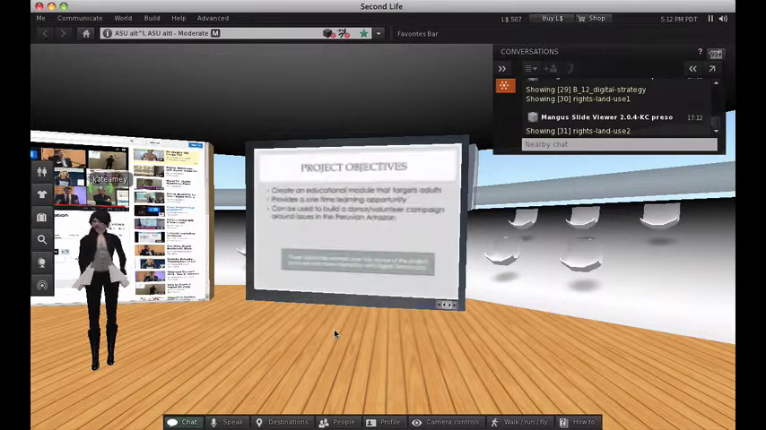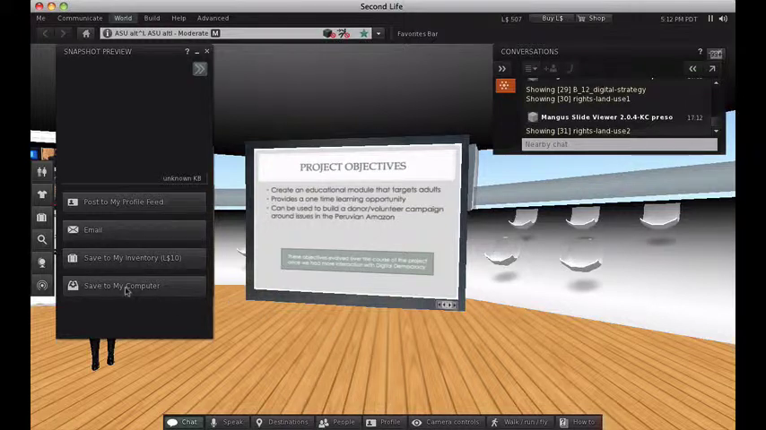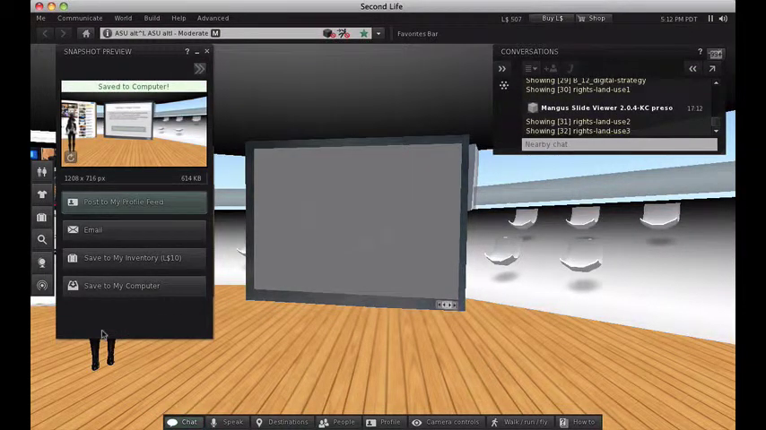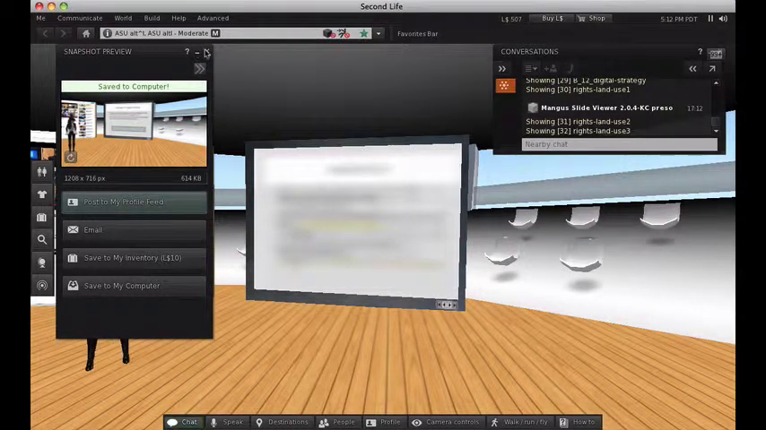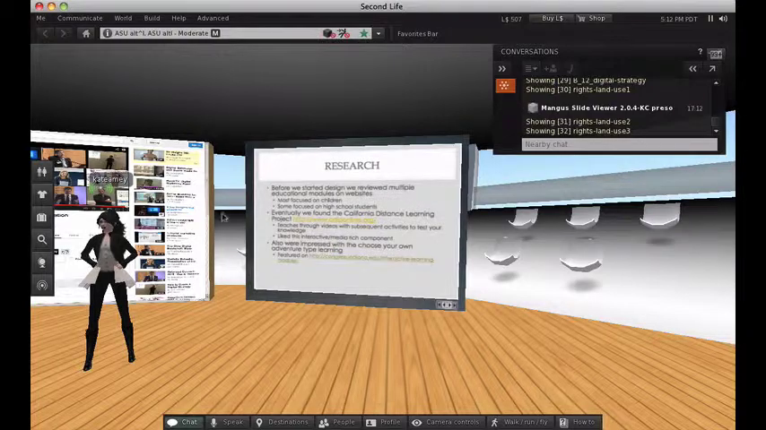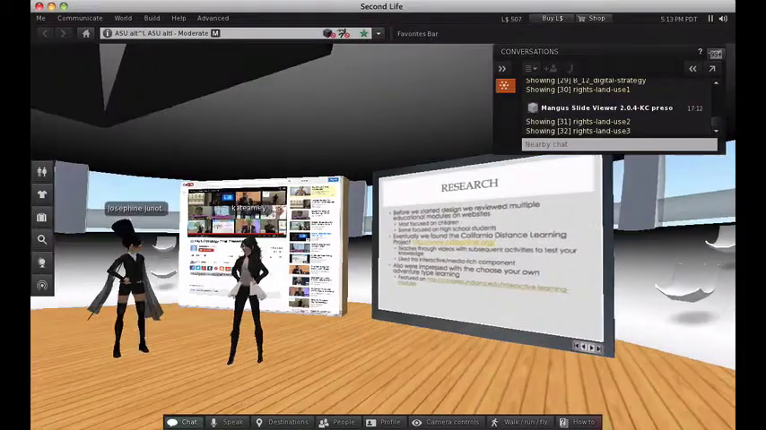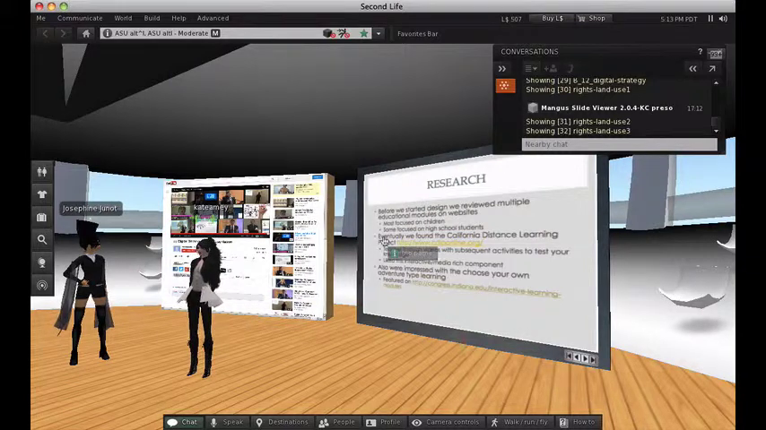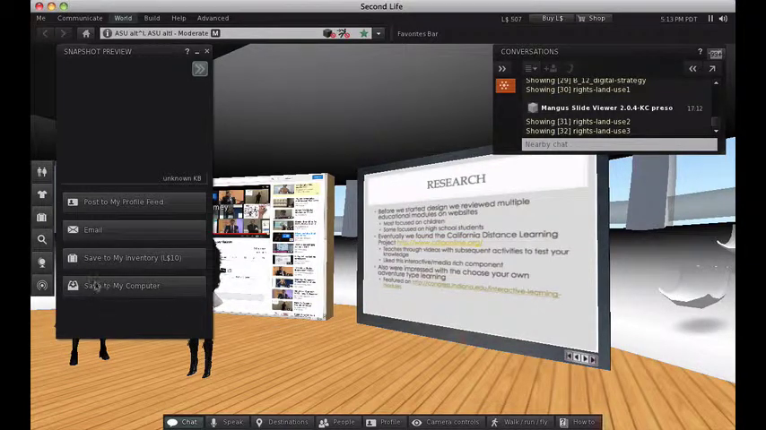And also, we could use it to build a donor or volunteer campaign around these issues. Before we started, we looked at various educational modules on a variety of websites. What we kept finding was that so many were focused on children or even high school students, but there wasn't really anything conducive to adult learning. It seemed very simplistic, very much like read a paragraph, take a quiz on it.